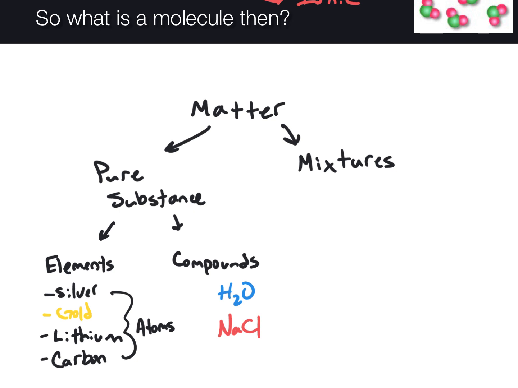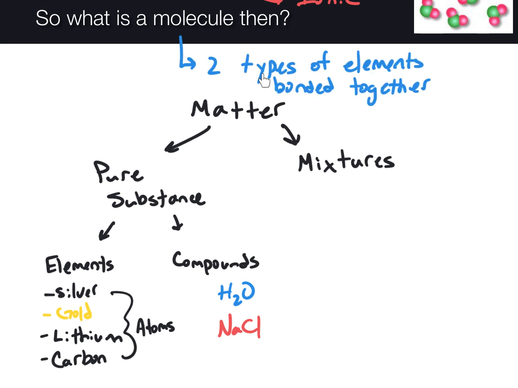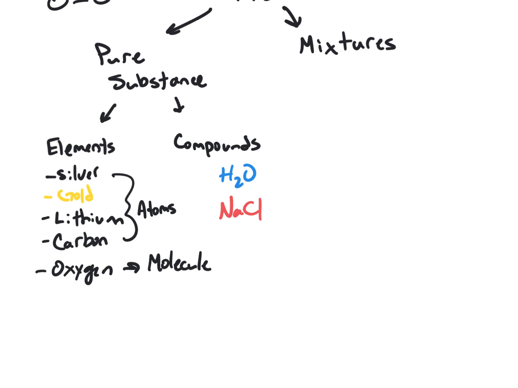Molecules occur when you have two and only two types of elements bonded together. So, for example, if you have something like oxygen. Now, oxygen doesn't exist as just an oxygen atom. In fact, in nature, it exists as O bonded to O. Well, that's two elements bonded together, but that acts as a pure substance. It's an element but it is a molecule. It's a molecular element. This is what we call a diatomic molecule.